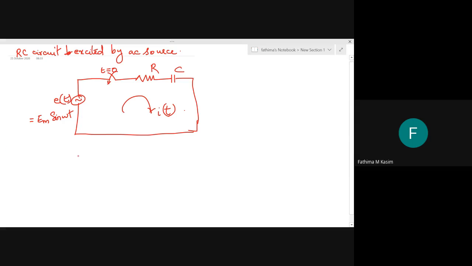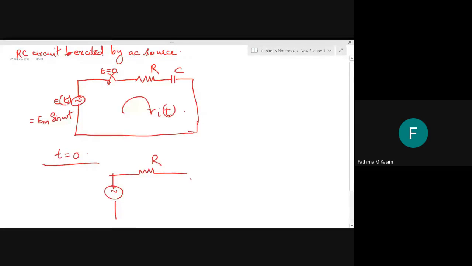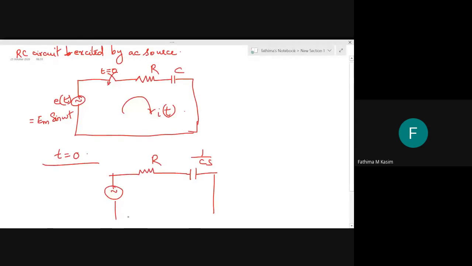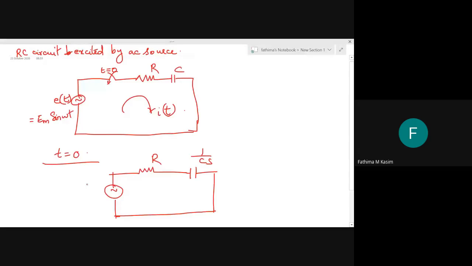So we can write, at t is equal to 0, the switch is closed. So the circuit becomes like this. R stays as R, and C becomes 1 by Cs. So E of t is Em sin omega t.